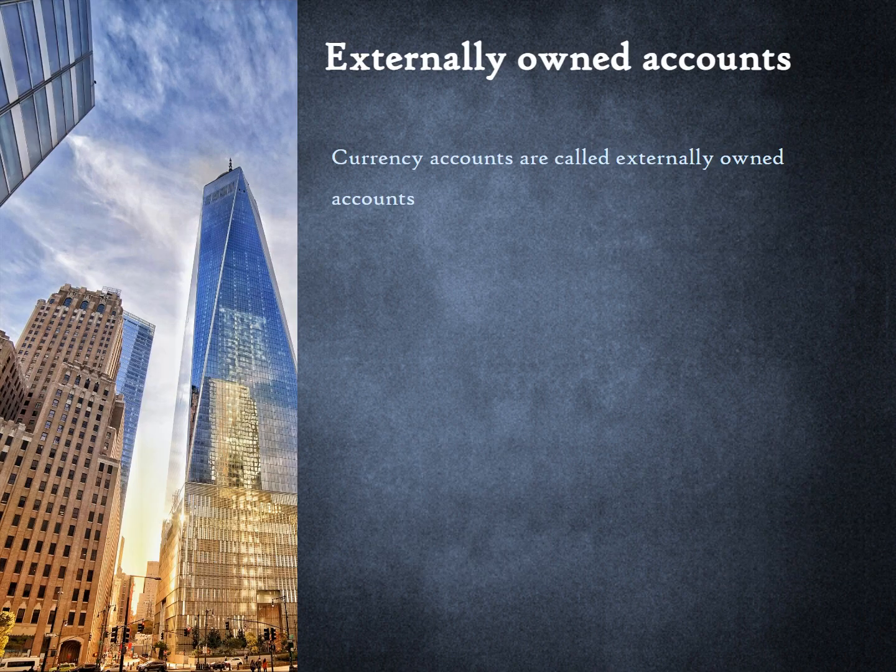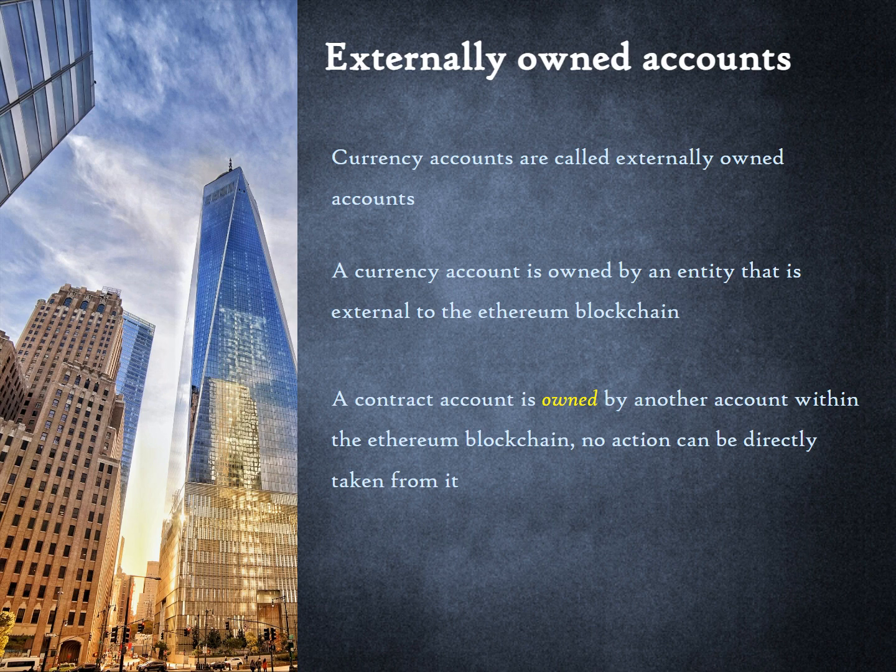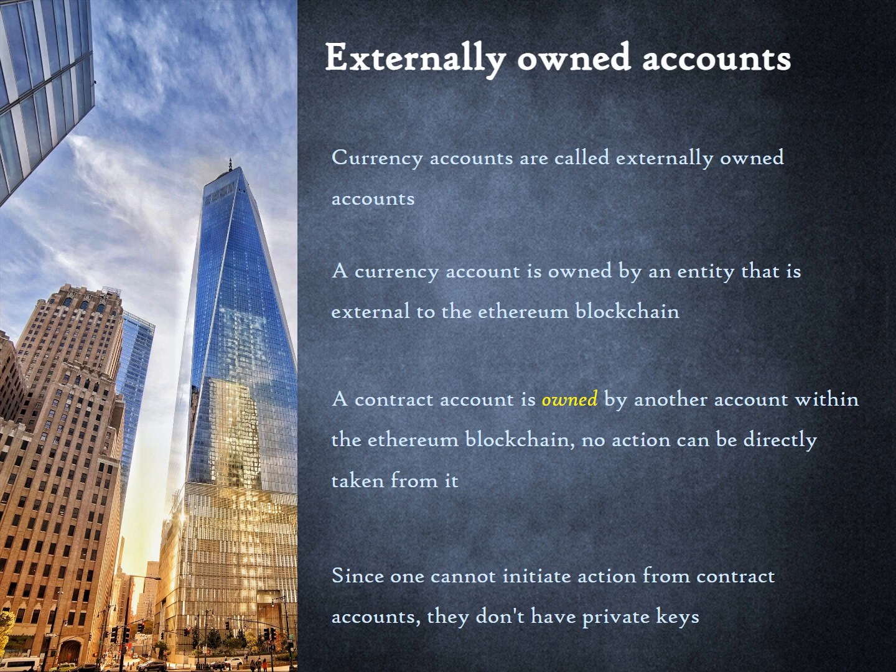In the previous lesson we learnt that currency accounts are called externally owned accounts. We can now discern the intuition behind it. A currency account is owned by an entity that is external to the Ethereum blockchain. It could be a human being acting in an individual capacity or on behalf of an entity. A contract account, on the other hand, is owned by another account within the Ethereum blockchain. No action can be directly taken from a contract account. Hence, a contract account is not externally owned. Since one cannot initiate action from contract accounts, they don't have private keys.